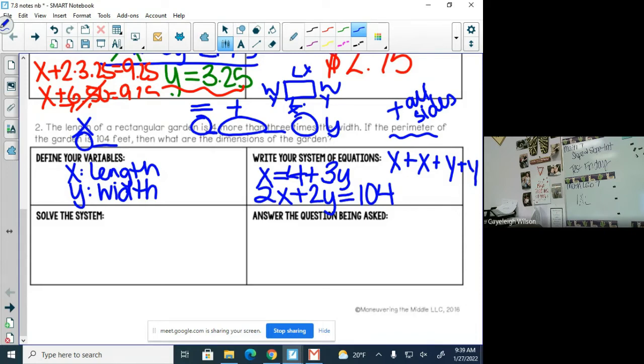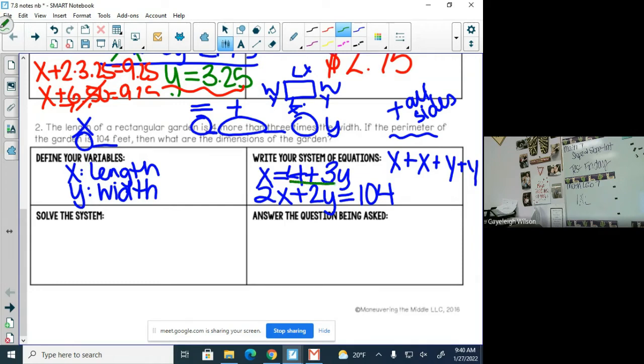Now, looking at the system, which would be easier, substitution or elimination? Substitution. Why? Because one of them's already solved for a variable. Okay? The first one's already x equals. So if one of them's already solved for a variable, substitution is going to be the best method. If they're not solved for a variable, then elimination is the best method. Okay?